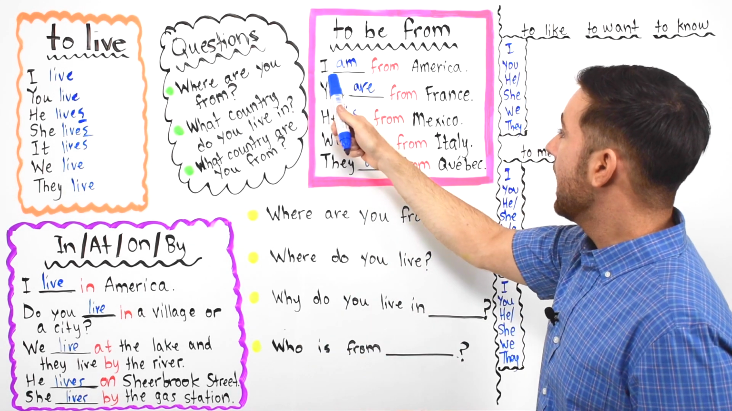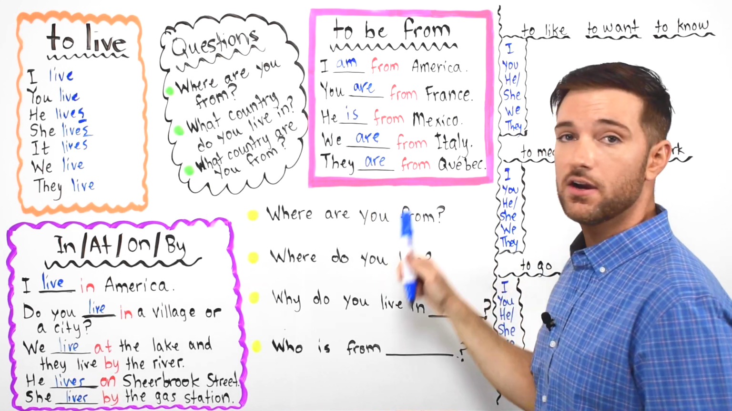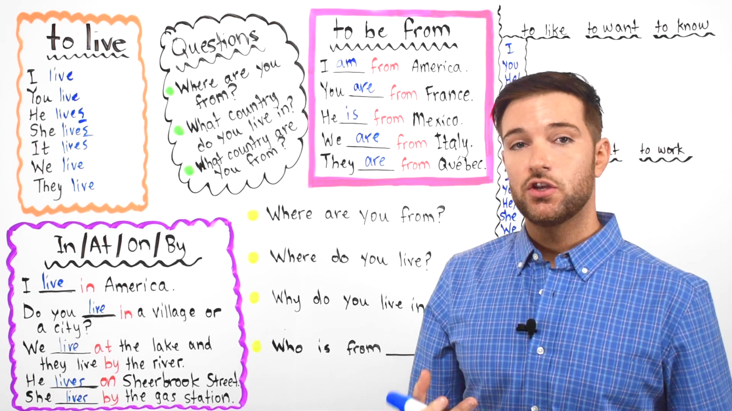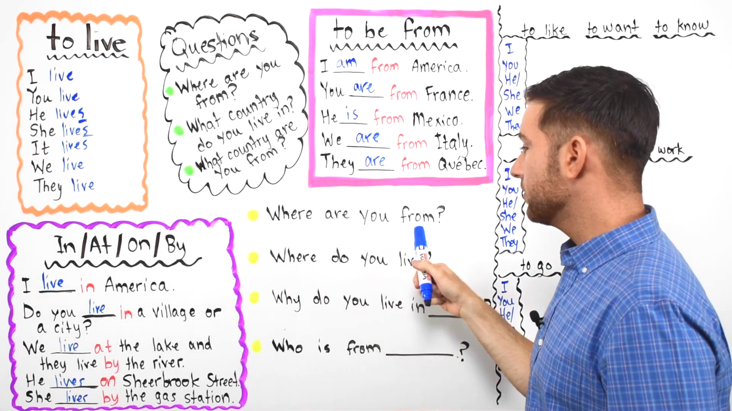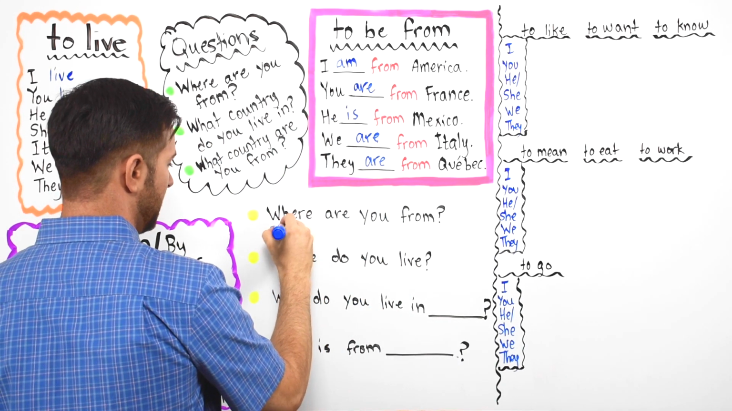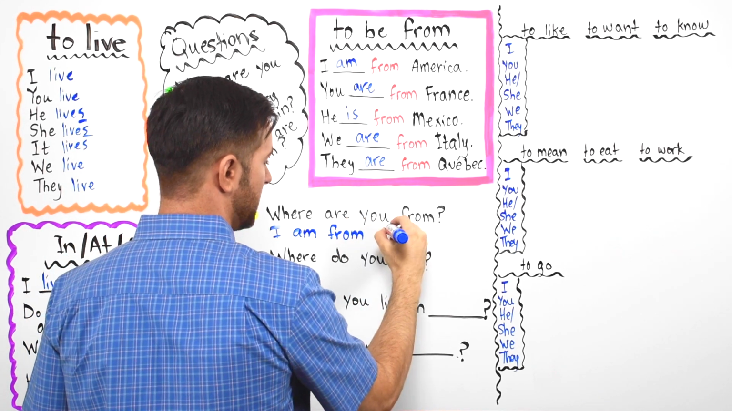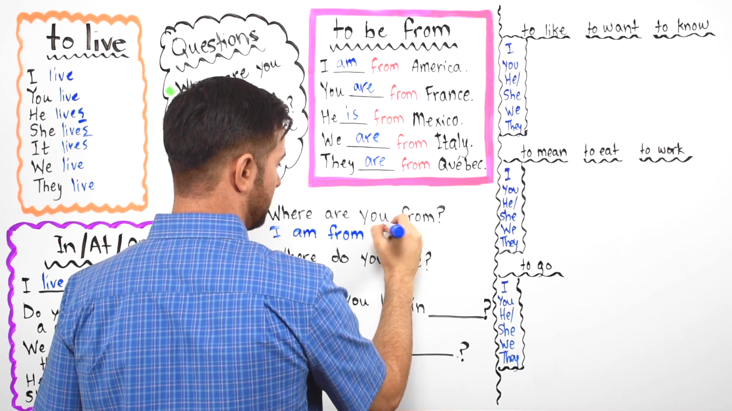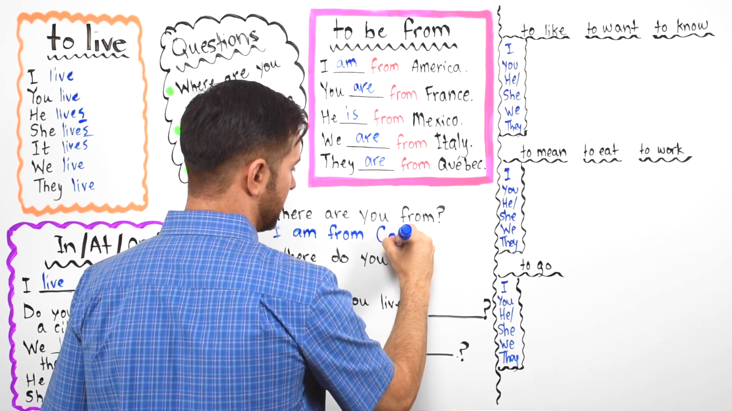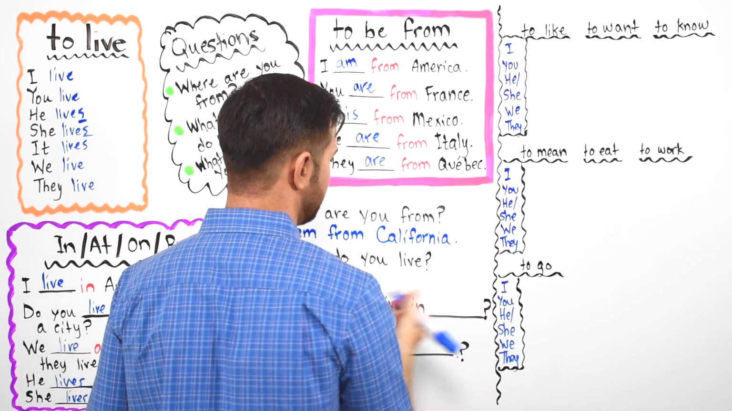Okay, so you can say, I am from America. You are from France. He is from Mexico. We are from Italy. And they are from Quebec. Okay? So now to ask where somebody else is from, you can say, for example, where are you from? Okay? And for me, for example, I would say, I am from, and I would say my city. Okay, I am from San Francisco, or I can say my state. Normally I use California. I say that I'm from California. I am from California.